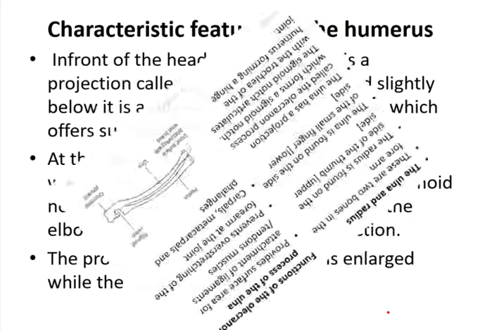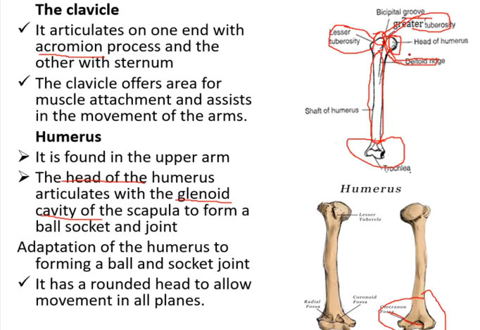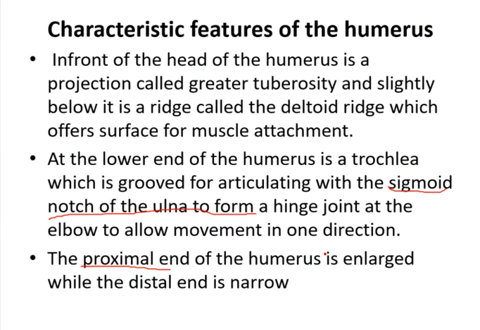Then another feature which is observed on the humerus: the proximal end of the humerus is enlarged while the distal end is narrow. The proximal end is the upper end. This is the proximal end. As you can see, this is the proximal end. And on the lower end, we call it the distal end. The distal end is narrow, while this proximal end is enlarged.